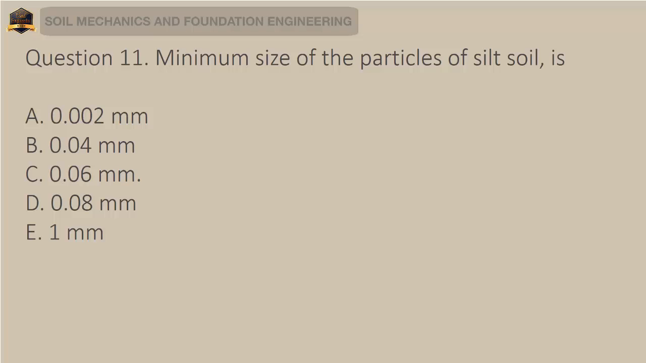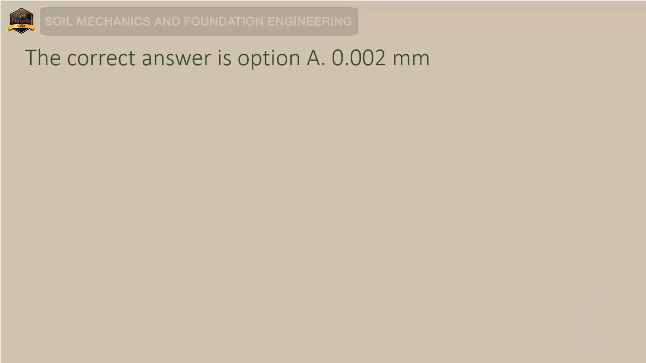Question 11. Minimum size of the particles of silt soil is A. 0.002 mm. B. 0.04 mm. C. 0.06 mm. D. 0.08 mm. E. 1 mm. The correct answer is option A. 0.002 mm.